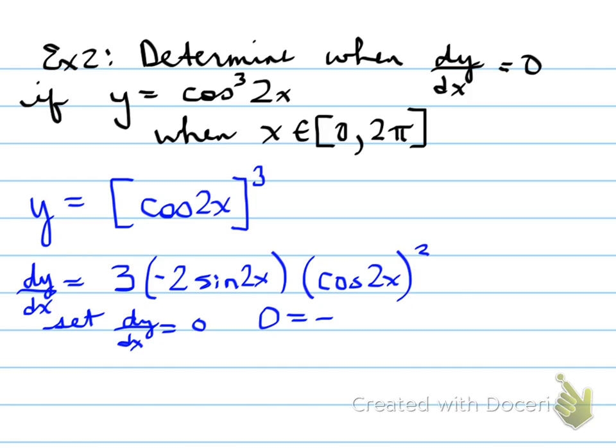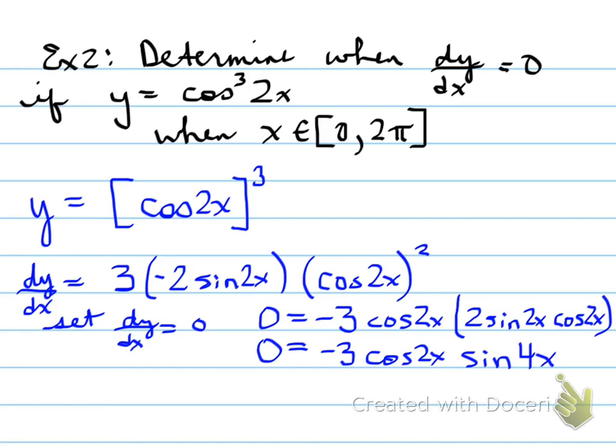When we set the derivative equal to 0, we get negative 3 cos 2x times 2 sine 2x cos 2x. Why did I do that? Well, within here, I can see a double angle formula showing up. There's a 2, a sine 2x, cos 2x. That's exactly what's going on here. 2 sine 2x cos 2x is equal to sine 4x using the double angle formula. How does that help us?